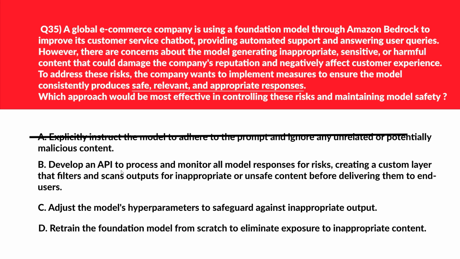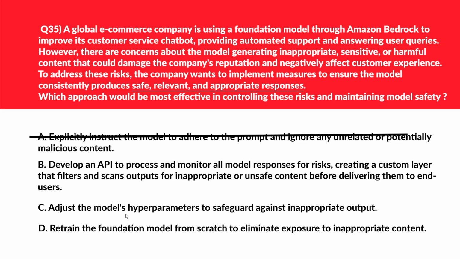B says develop an API to process and monitor all model responses for risk, creating a custom layer that filters and scans outputs for inappropriate or unsafe content before delivering them to end users. Implementing an API to monitor and filter responses ensures that all content is checked for safety and relevance, providing a robust safeguard against inappropriate or harmful outputs. So we'll park this option. Let's move to option C.